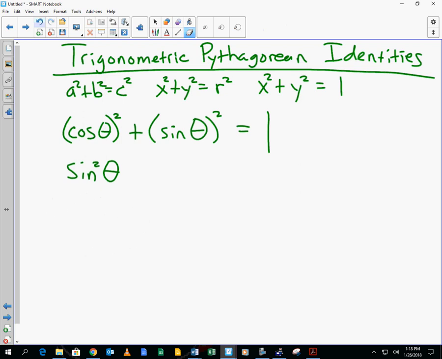Plus cosine squared of theta is equal to 1. This is fundamental trigonometric identity number 1.